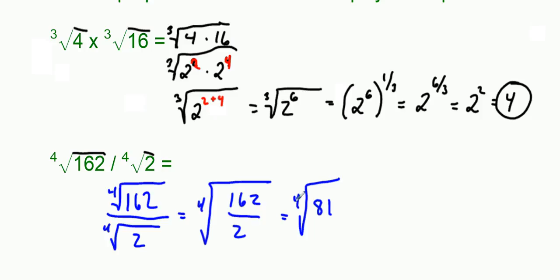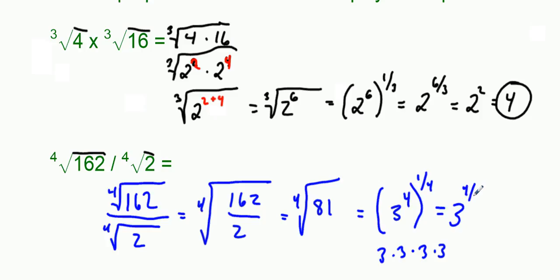Now we take the 4th root of 81. If you recall, 81 is actually 3 to the 4th power, because 3 times 3 times 3 times 3 is 9, 27, and then 81. The 4th root is the 1/4 power, a rational exponent, so we can multiply those. We have 3 to the 4 over 4, and your answer is going to be 3 to the 1st, which is just 3.